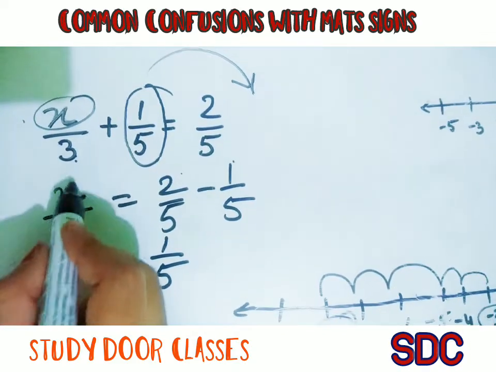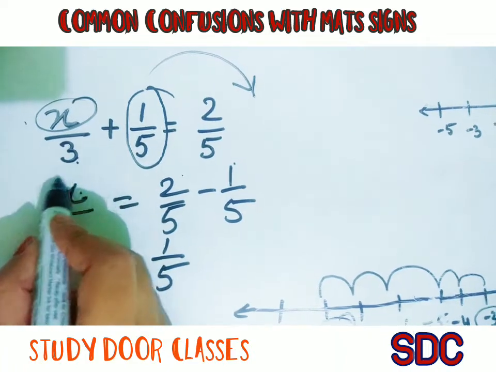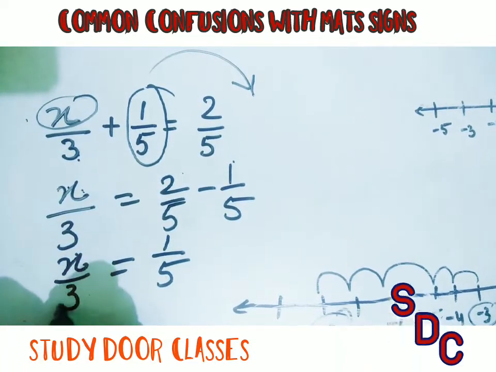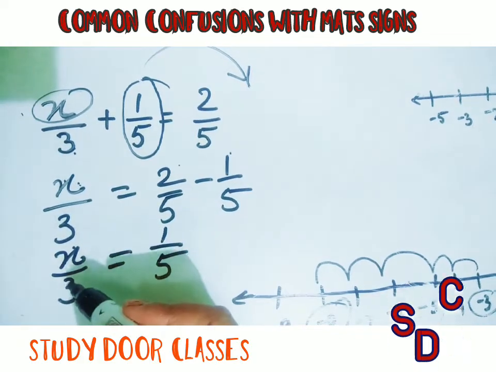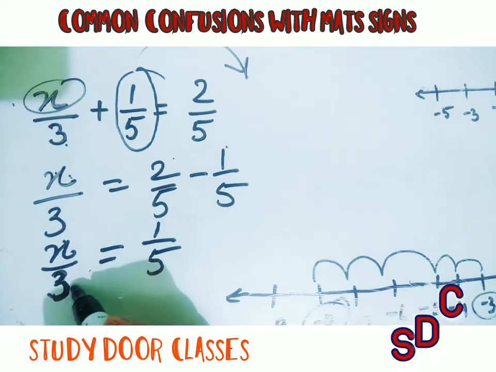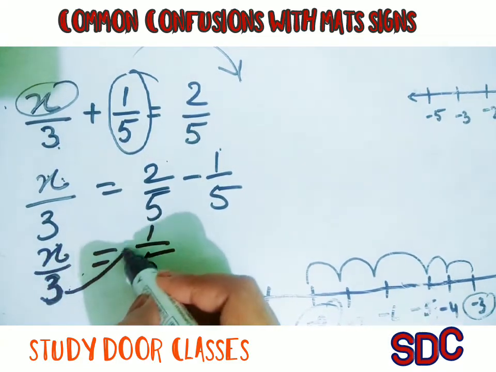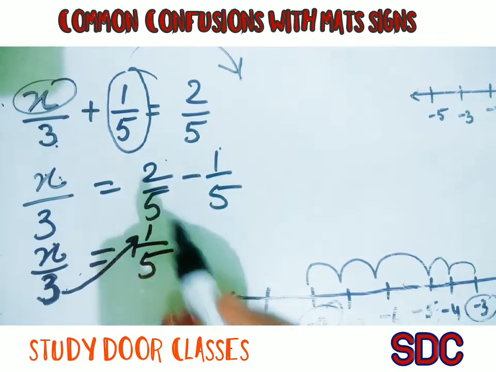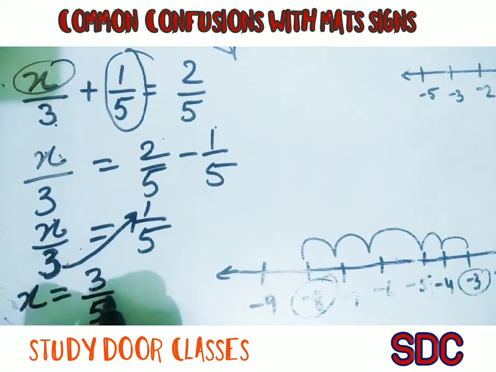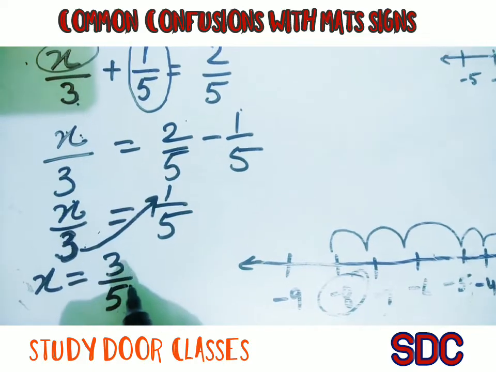The x and 3 are the two parts: x is the variable and 3 is a numerical number. Then where does the 3 go? Here 3 is downward, meaning 3 is in the denominator. When 3 goes to the right hand side, it will go in the numerator. Then x is equal to 3 by 5. X will be 3 by 5.